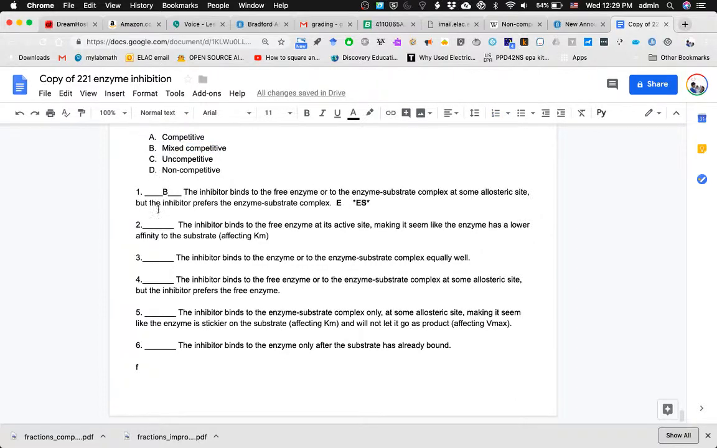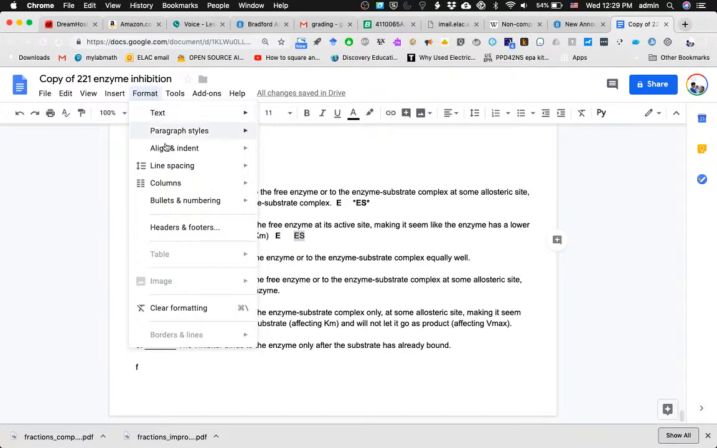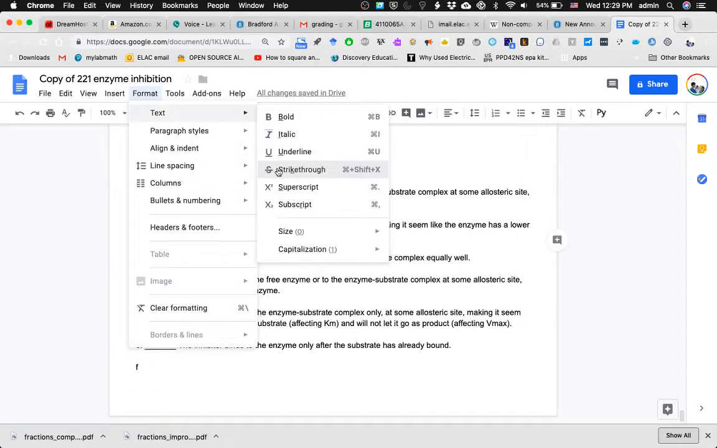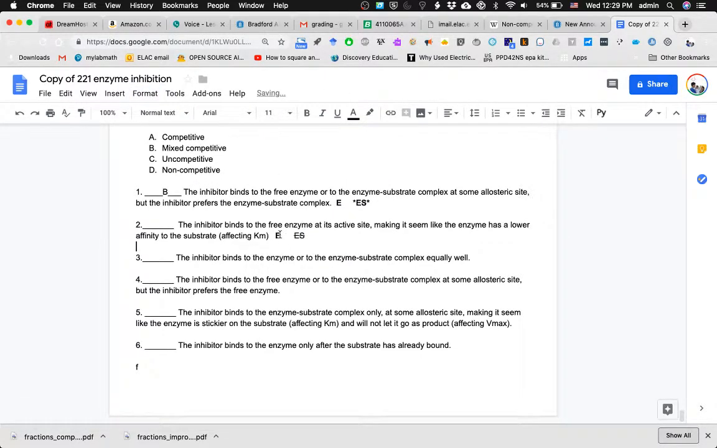All right, so now what about this? Let's do it with the E and the S again. Here it's binding to the E, and it's only binding at the active site. In the ES, the active site is occupied by the S, so it is not binding there. Strike through. So it is not binding to the ES. Only the E. So what would that be? Competitive. Right, that'd be competitive.